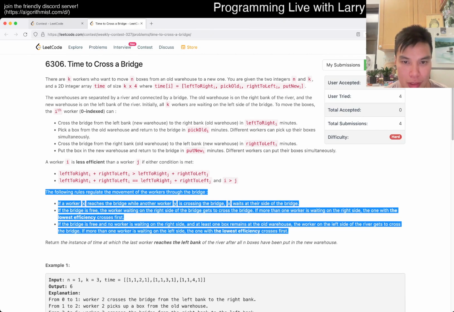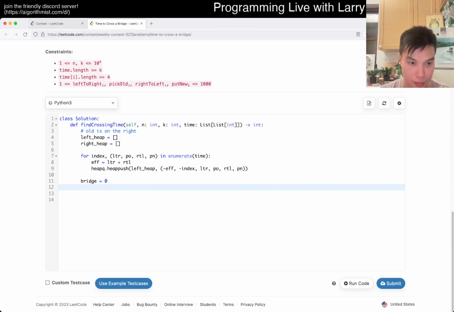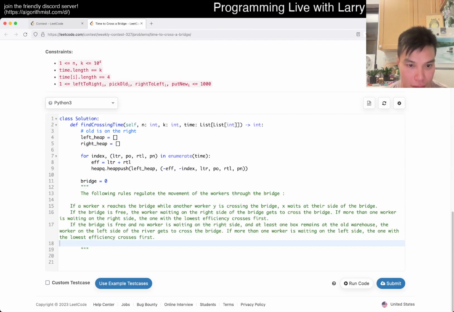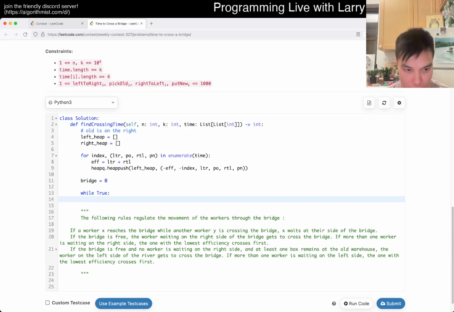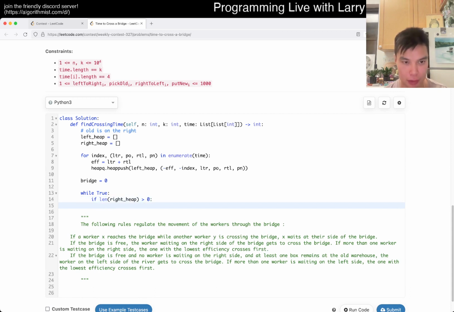I think the rest looks off a bit. Just put it here for now. Okay. So let's just do a while true. I don't know if this is good, but if length of right heap is greater than 0, then let's cross the bridge. I have to do something about the bridge.